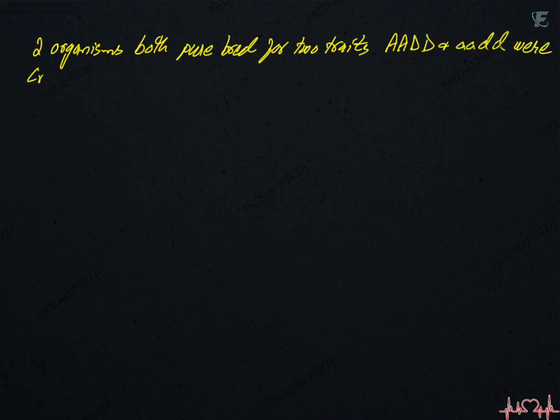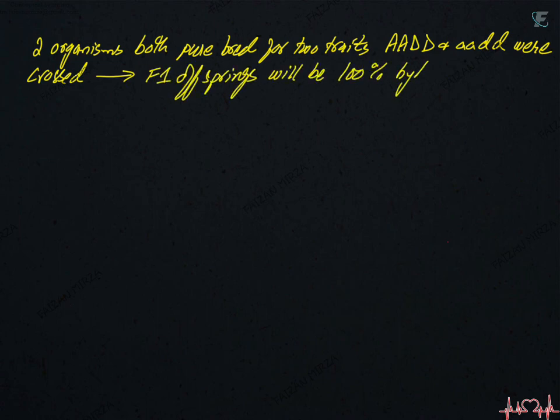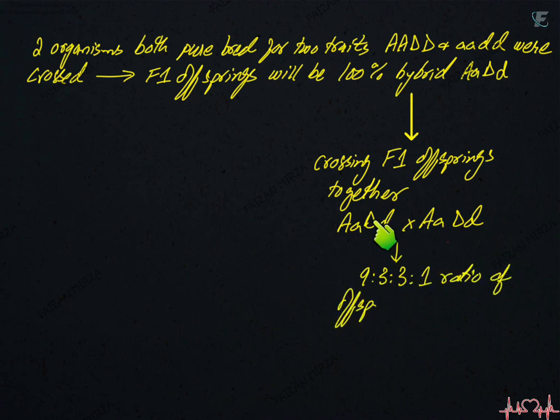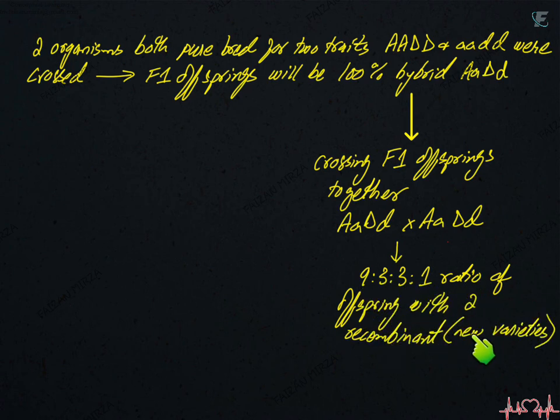The take-home message from this is that if two organisms that are both purebred for the two traits, for example, capital A, capital D, and small a, small d, were crossed, all the F1 offspring will be 100% hybrid, which means capital A, small a, capital D, small d. When you cross the F1 offspring together, you get two hybrids being crossed together. The ratio of the offspring now will be 9:3:3:1, with two recombinants, which means two new varieties coming in the phenotype, which will not be alike either parent. So they will be new varieties, recombinants altogether.